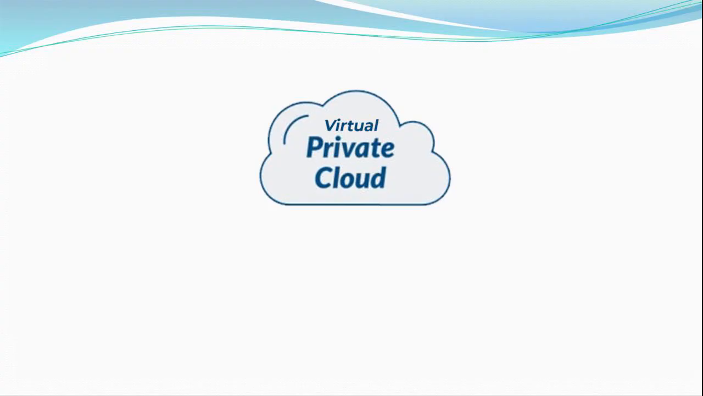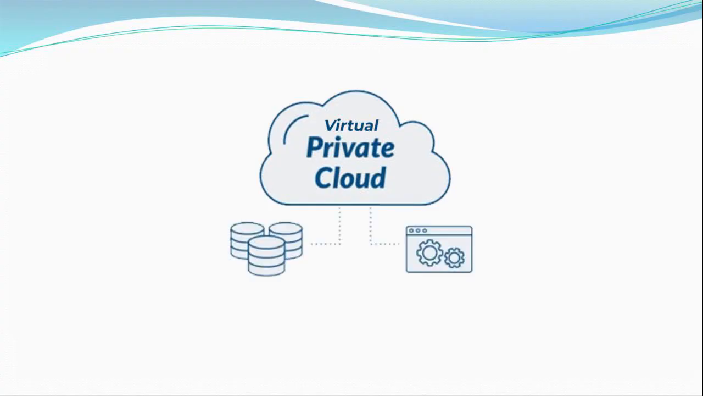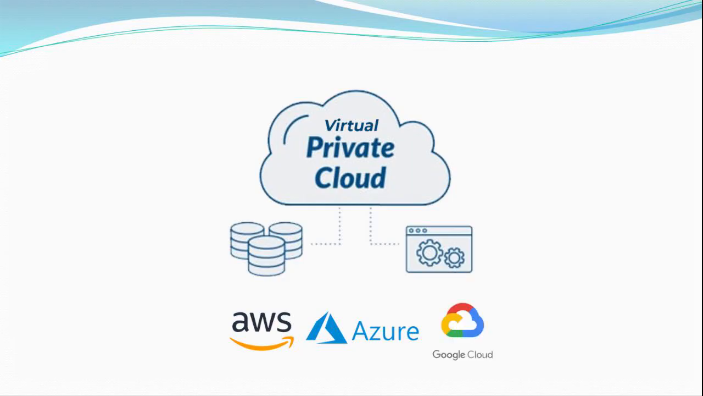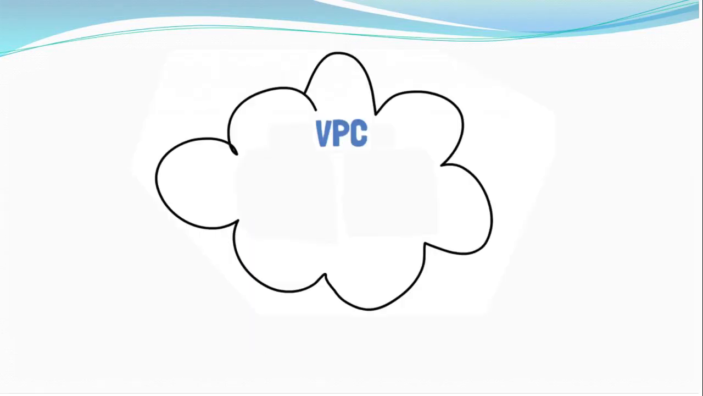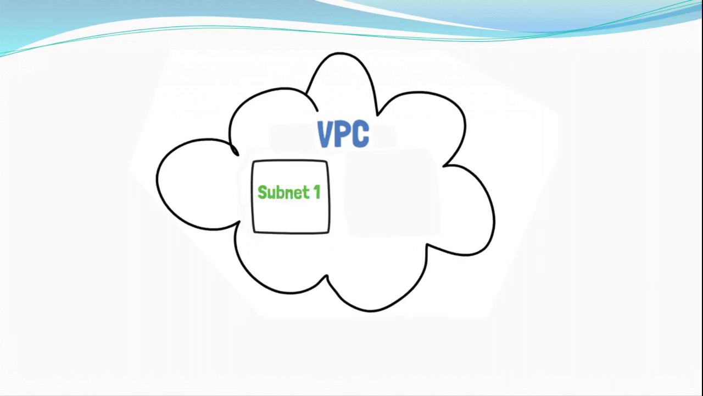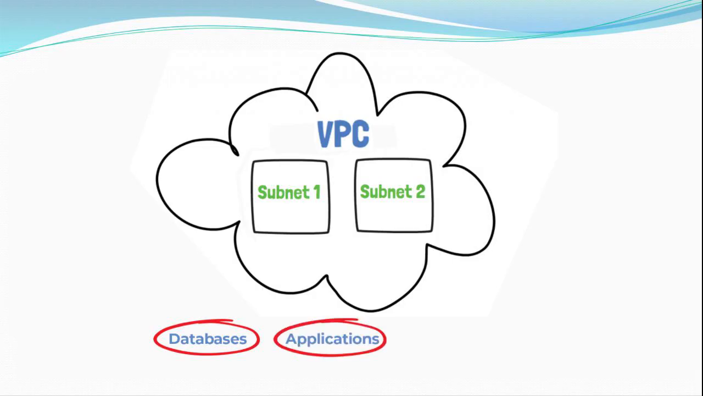Let's dive in. A virtual private cloud, VPC, is your own isolated network environment in the cloud. Think of it like your personal, customizable data center, only it's hosted by a cloud provider like AWS, Azure, or Google Cloud. Also, within a VPC, network segmentation allows you to divide the network into smaller subnetworks, called subnets. Each subnet can be designated for different purposes, like databases, applications, or public-facing resources.